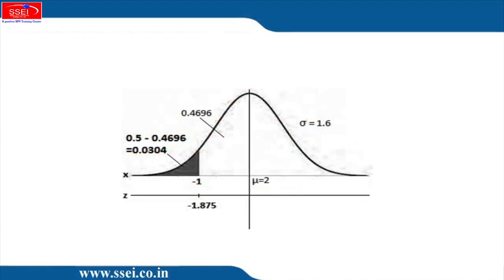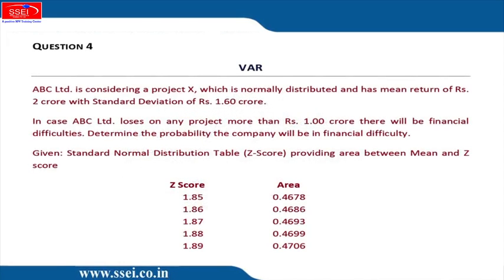There are 2 scales, X scale and Z scale. So X is NPV over here and Z scale is the standard normal distribution. So mean in the center is 2 crores. Now, the sum says that in case the company loses more than 1 crore, there will be financial difficulties. So determine the probability of financial difficulty.